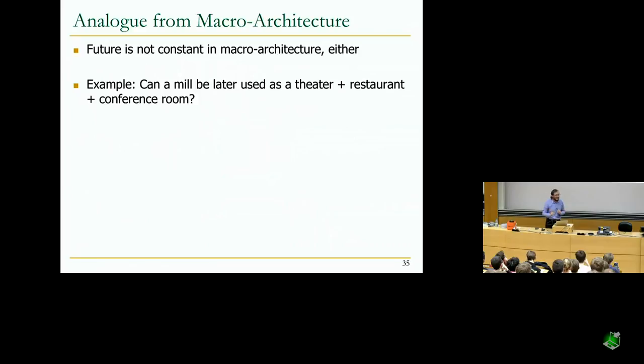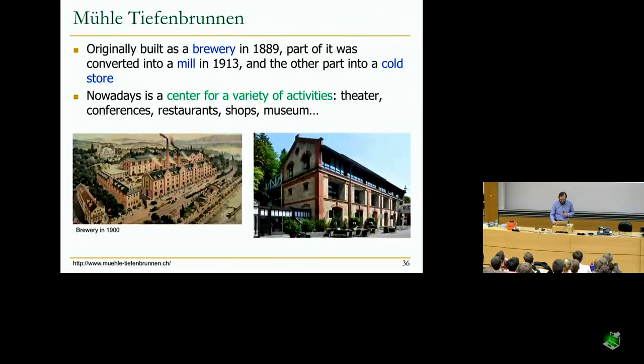The future is not constant in macroarchitecture either, right? I'll give an example, that's Juan's favorite example over here. Can a mill later be used as a theater plus restaurant plus conference room? And you may have seen it. Has anybody gone there? This is Mühle, Tief and Brunnen, apparently. Juan's favorite place. It was apparently originally built as a brewery, but to his dismay, it was turned into a mill, and nowadays it's something totally different, right? So clearly people designed it with this in mind, but it's now being used as something else. Clearly things are evolving, right? They're changing things. And that's true for computers also, but maybe we're not as flexible in the computers, right? If you look at this, this doesn't change as much. How do we make it more flexible is a good question to ask. I'll give you another example.